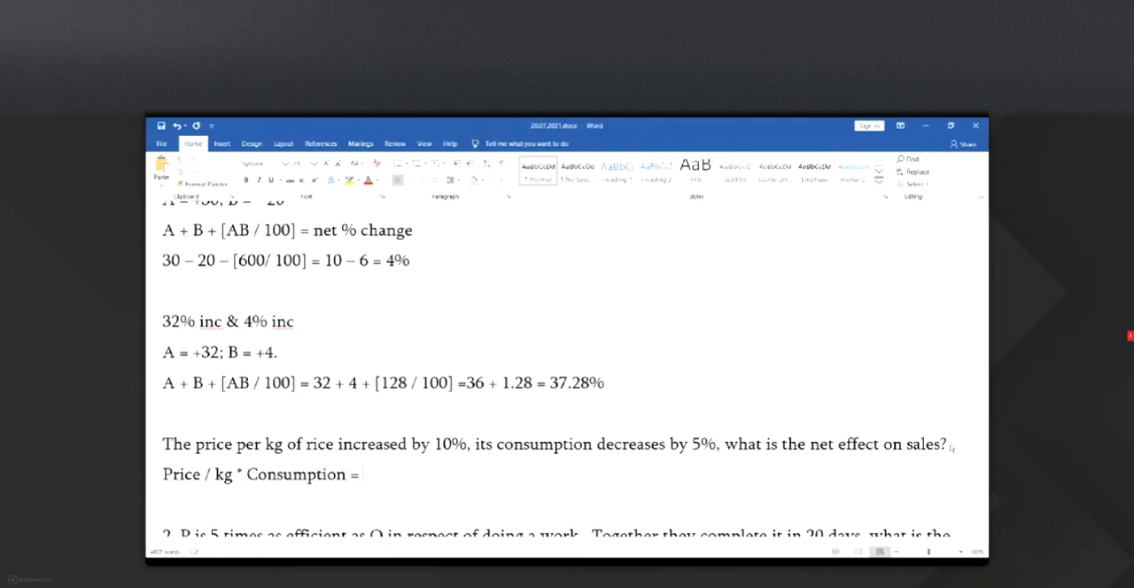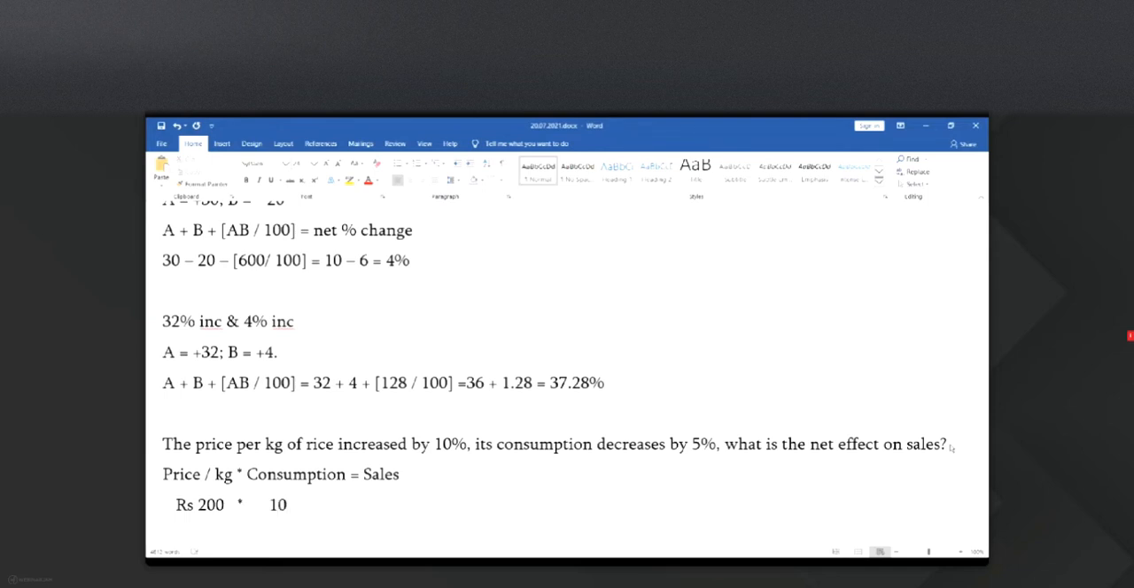is equal to sales. Let me give you an example here. Let's suppose the price per kg is rupees 500, or I will keep it as 200, the price per kg of that rice. Whatever is comfortable, rupees 200. Now consumption is 10 kgs. Now what is the sales? Sales is going to be rupees 200 into 10, rupees 2000.